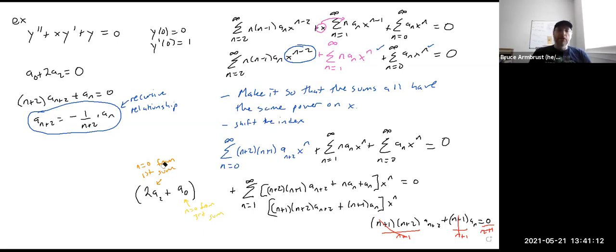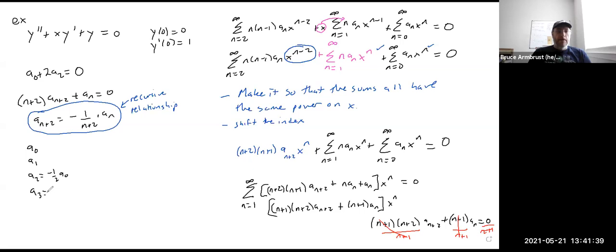And now that we have this, let me show you how fast it is to actually build our A's. So we already knew from before that A0 and A1 are going to be free choices. So we got A0 is A0, then we got A1. So then A2, all right, well, A2 is going to be minus 1 half A0. A3, let's go to this recursive relationship. Now n is equal to 1. So we're going to get minus 1 third A1. A4 is going to be minus 1 fourth A2.